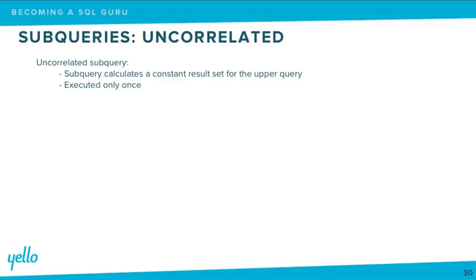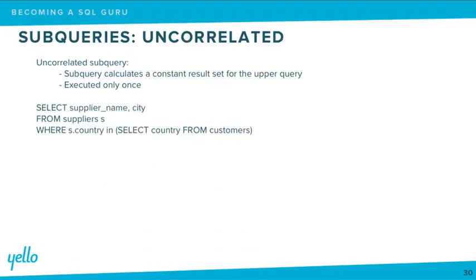So, subqueries. This will probably be a little bit easier because I think many more of you have encountered this. So we have two types of subqueries. We have uncorrelated subqueries and correlated subqueries. We're going to start with uncorrelated. So essentially, an uncorrelated subquery is calculated once, and then it's utilized within your outer or upper query. So it looks something like this.